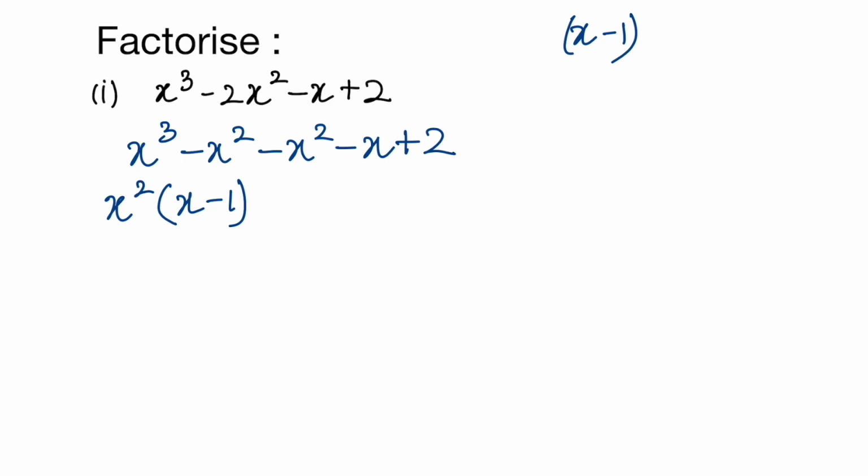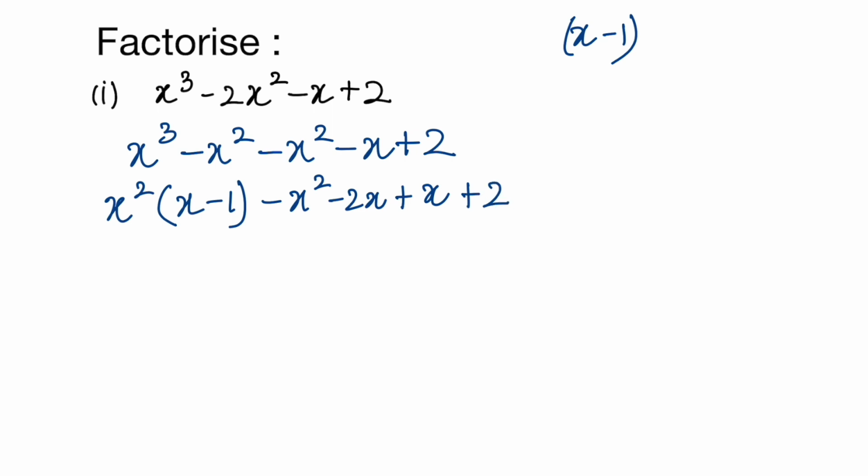Now we have the next two terms, right? Minus x squared and minus x. We also again want an x minus 1 out of it. So what we are going to do is, we are having this minus x squared, we are not going to do any change for that. We are going to rewrite this minus x as minus 2x plus x plus 2. We have just rewritten this minus x as minus 2x plus x. Minus 2x plus x is equal to minus x, right?